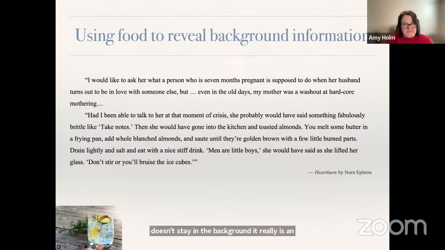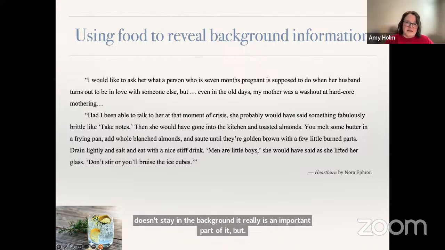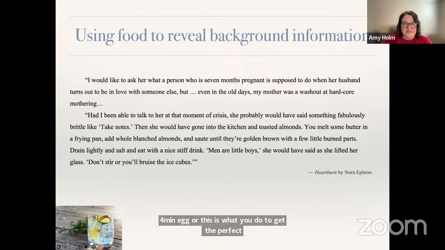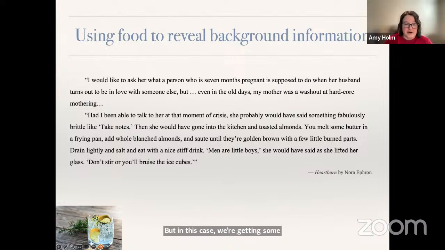But Ephron has an interesting way of incorporating recipes or instructions in second person point of view, just kind of telling the reader, this is how you make the perfect 4-minute egg, or this is what you do to get the perfect vinaigrette. But in this case, we're getting some background information about the character, and it's revealed through this little passage about food. And in this passage, the main character is wishing she could talk to her mother.